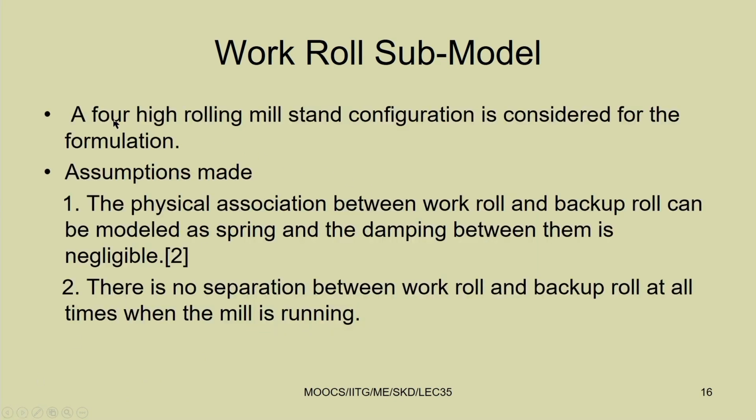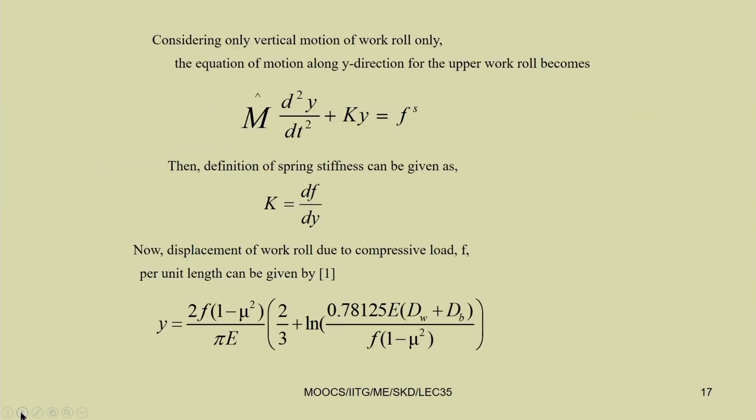So, in the work roll submodel, a 4 high rolling mill stand configuration is considered for the formulation. The assumption is that the physical association between the work roll and the backup roll can be modeled as a spring, and the damping between them is negligible. As there is point contact, the damping is considered negligible. There is no separation between the work roll and the backup roll at all times when the mill is running. So, they are in contact. That is also an assumption.